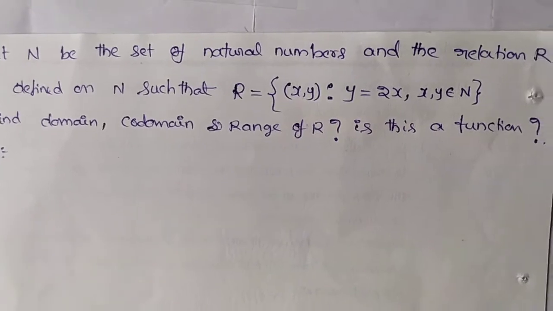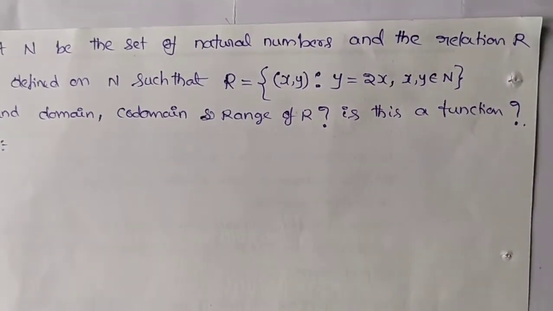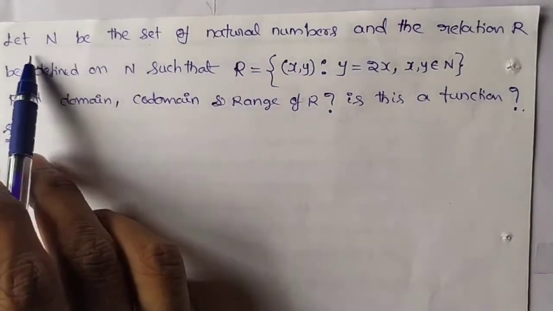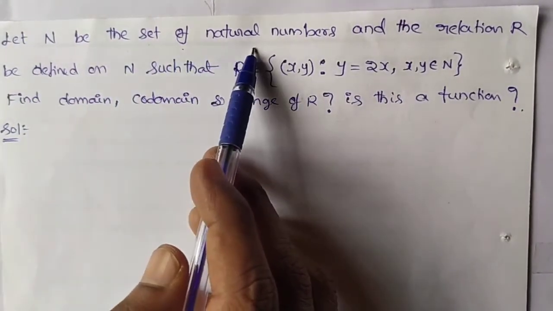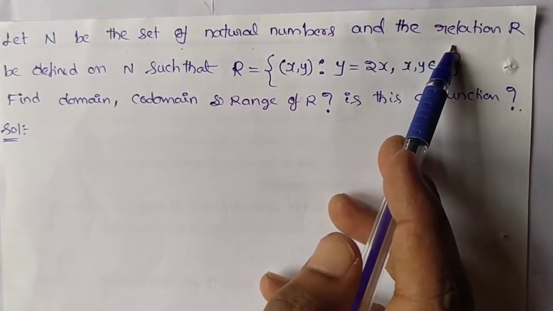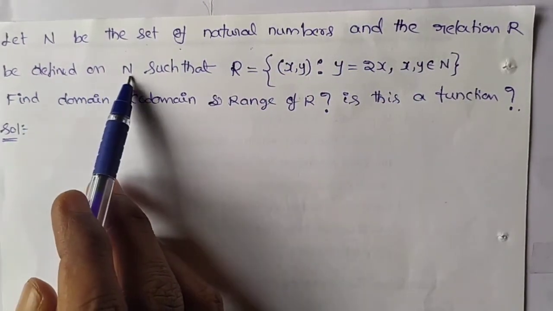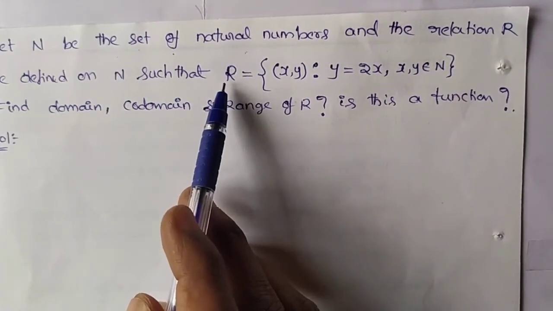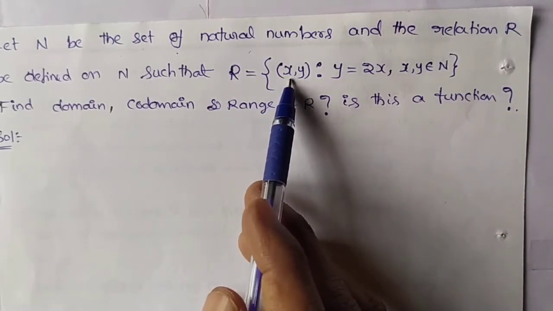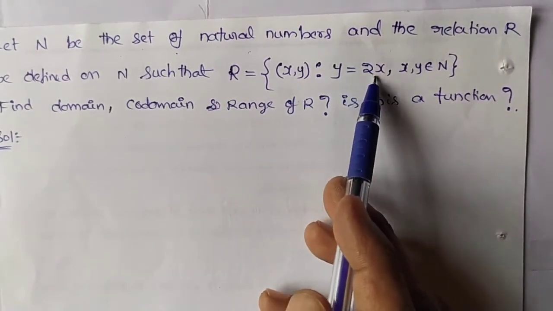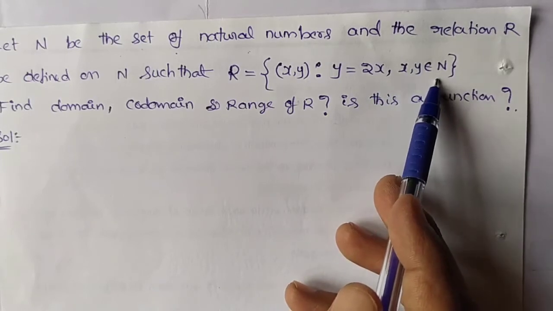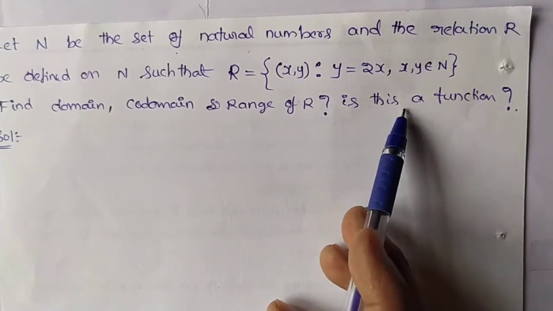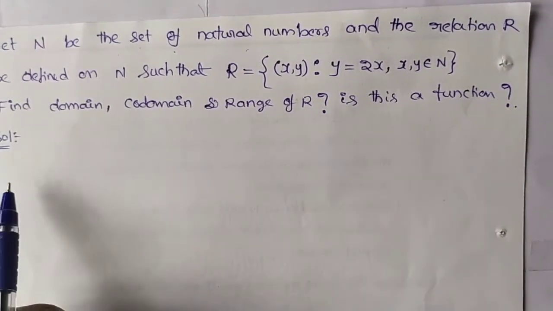Here we have the question. You just see this question. Let N be the set of all natural numbers and the relation R be defined on N, such that R equals the ordered pairs (x, y) such that y equals 2x, where x, y belongs to N. Find the domain, codomain and range of R. Is this relation a function?